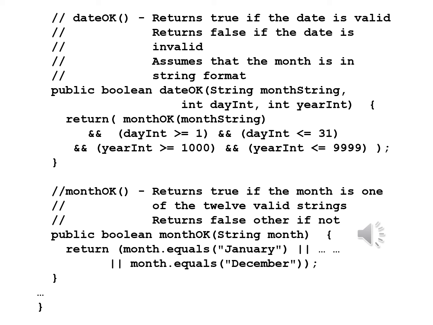Public boolean monthOK(String month). We will start with return month equals January or month equals February, and so on until we reach or month equals December. We will now close the brace for monthOK. There may be additional methods here that we had earlier that we're not showing, but then we'll have a brace to end the entire class.